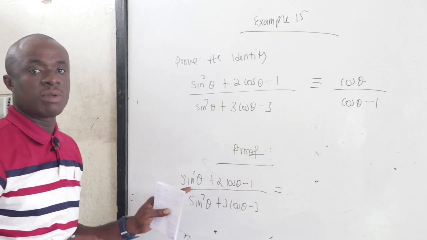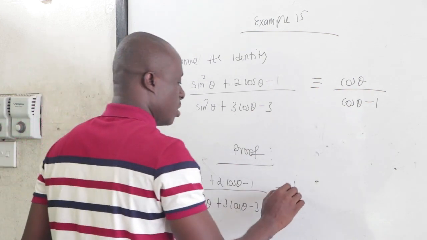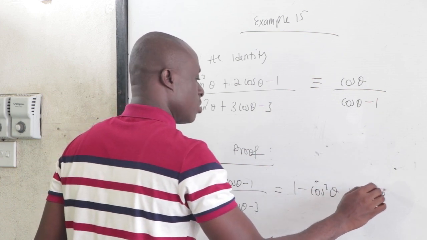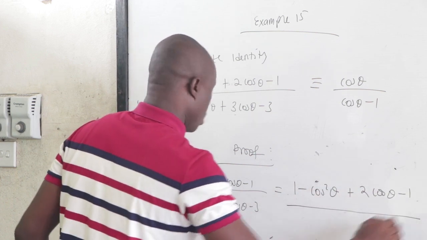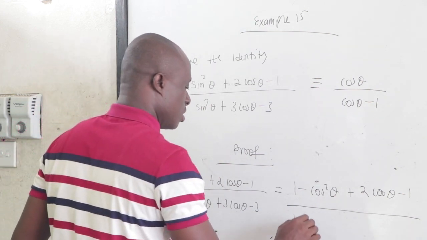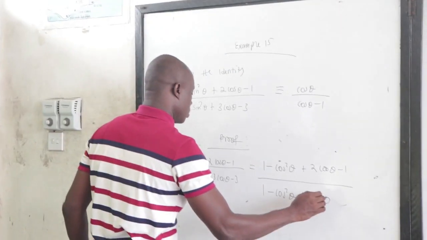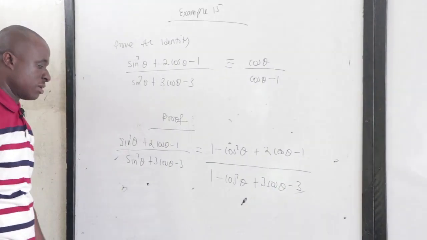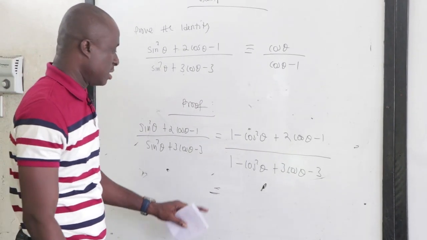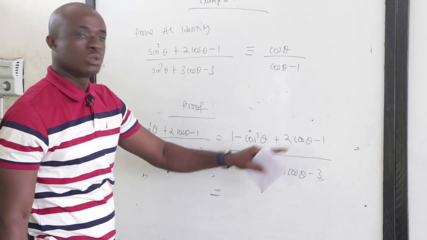I know sine square theta plus cos square theta is equal to 1. So sine square theta is just 1 minus cos square theta plus 2 cos theta minus 1 all over, let's see the denominator. Sine square theta is 1 minus cos square theta plus 3 cos theta minus 3. Now, looking carefully at the numerator, this will cancel out that. So I have negative cos square theta plus 2 cos theta.